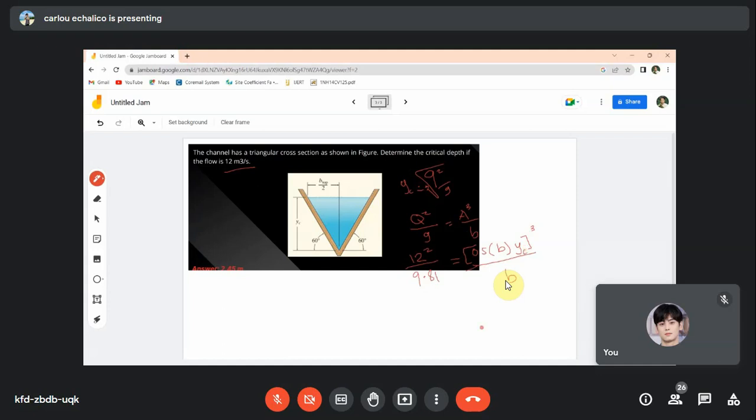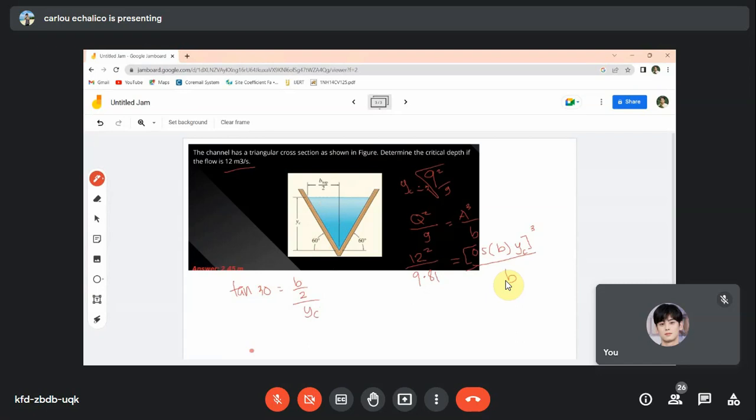This YC, no? Okay. So, para makuha na to, since these are two unknowns pa man, si base o si YC. So, kung ano ang relationship nila, no? We can just use the tangent of 30. Tangent 30 is equal to the opposite, that is B over 2, over the adjacent, YC, okay?